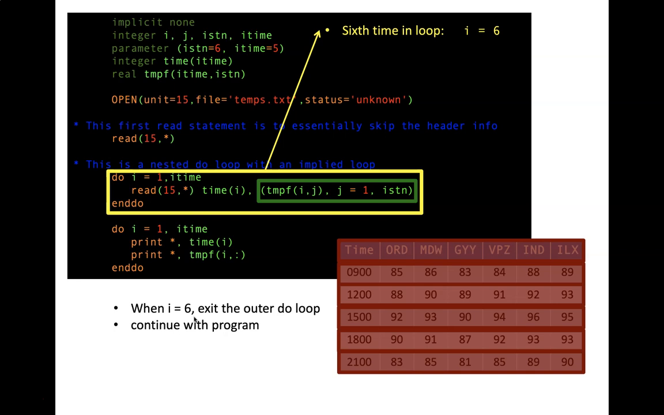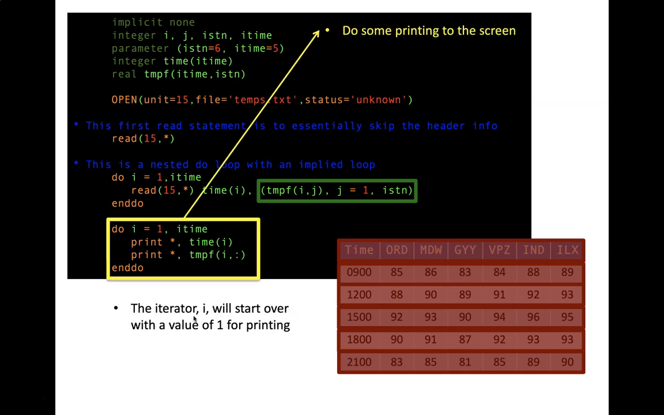At this point, this is where we may do some calculations, finding the average by station, for example, or other things that we could do. But right now, we're just going to go on to this second one and print out some values. Basically, now we're just printing out what we read in. With this one do loop, we're going to print out our time, and then below it, the temperatures at that time for all of our different stations.